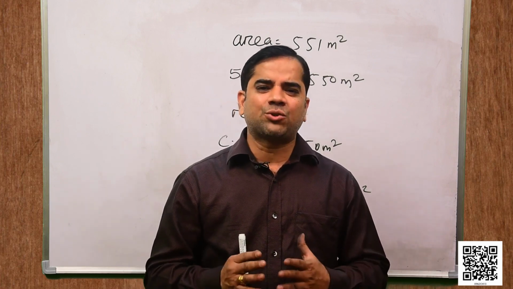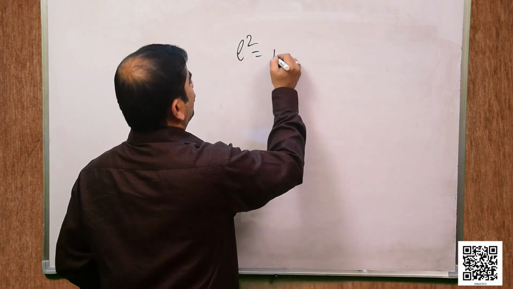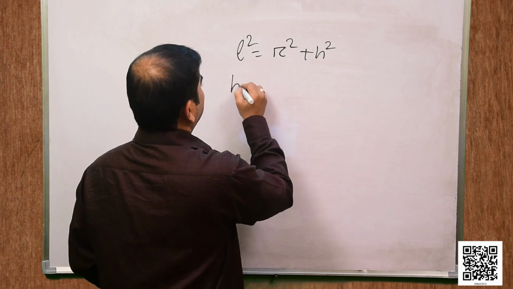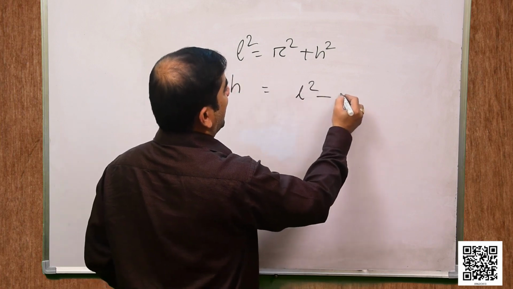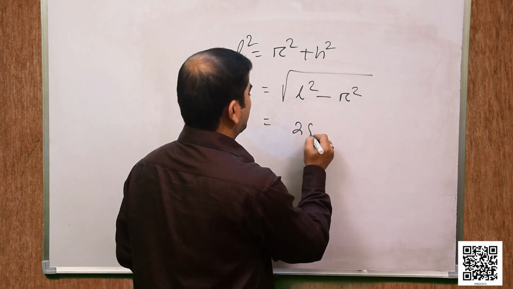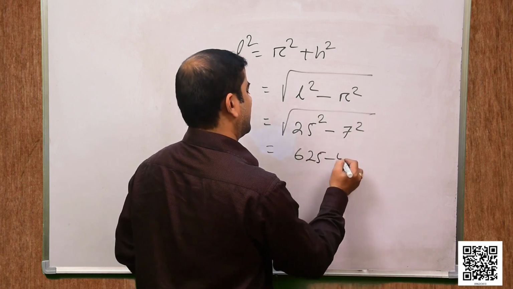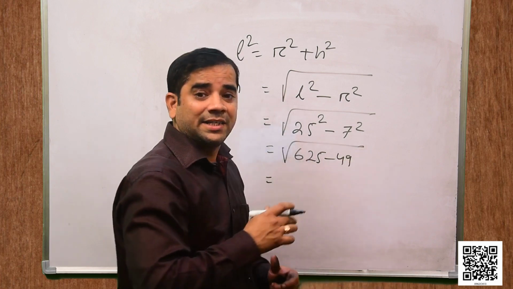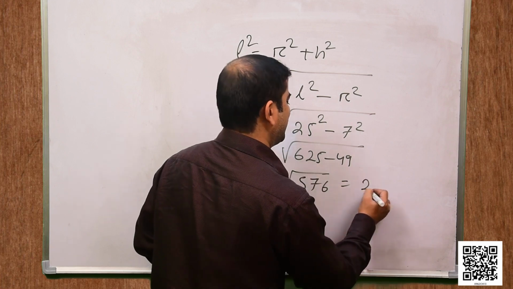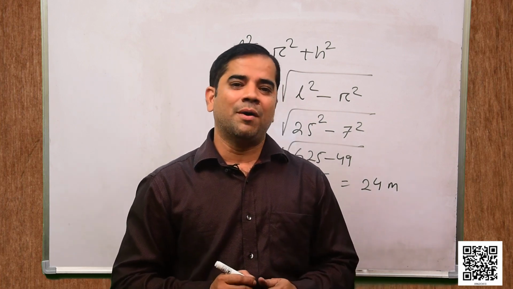Now, we know that L square is equal to r square plus h square. Fine. Now, what is h? h is equal to root over L square minus r square. Okay, that means root over 25 square minus 7 square, root over 625 minus 49, that is equal to root over 576, that is 24 meter. Okay, so the height is 24 meter.